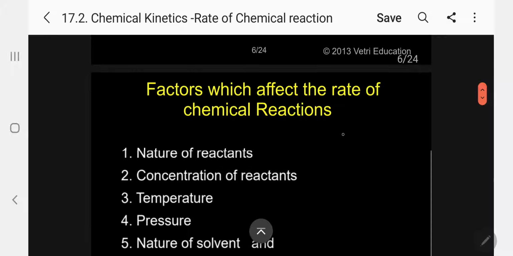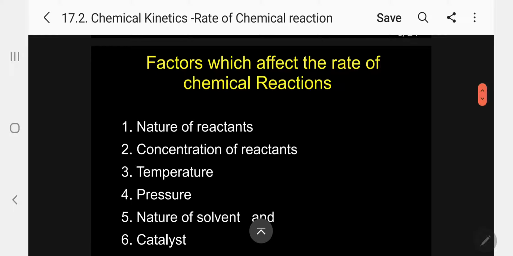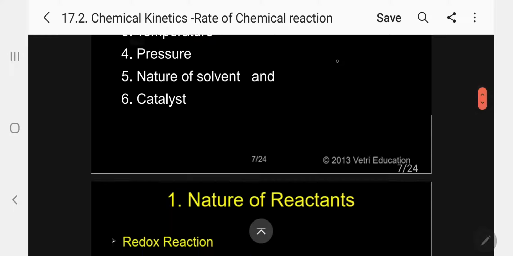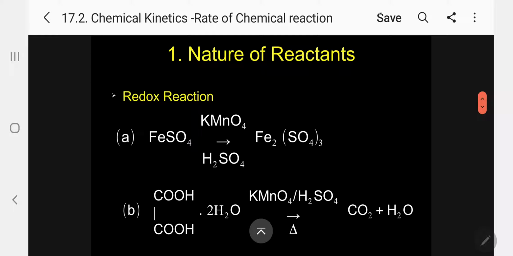Please follow. Now, what are the factors which affect the rate of chemical reactions? A number of factors are there. 1. Nature of reactants will affect the rate of chemical reactions. Concentration of the reactants, temperature, pressure in the case of gases, nature of solvent, and finally catalyst will affect the rate of chemical reaction. So let me explain one by one. Kindly follow. First, let me take number 1, nature of reactants.